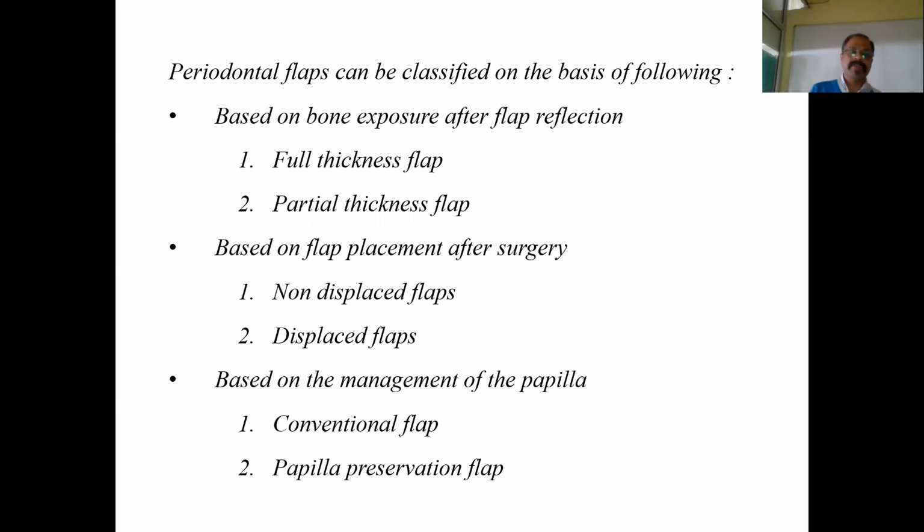The first one is based on the bone exposure after flap reflection, right? So whether you're going to expose the bone or not. That's the first classification after you reflect the flap. These are two types: one is a full thickness flap, and the other is a split thickness or partial thickness flap.